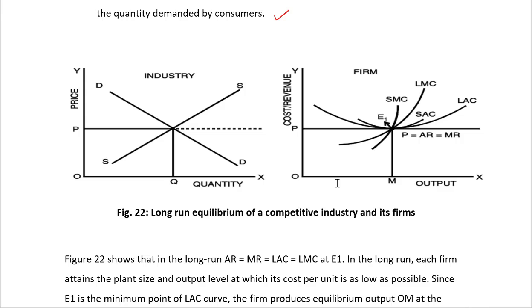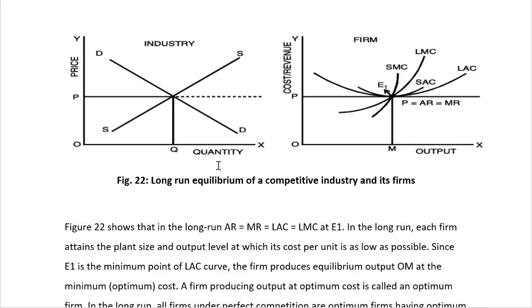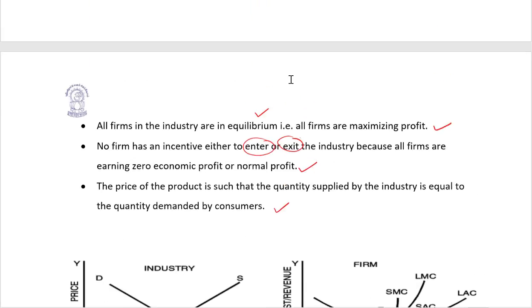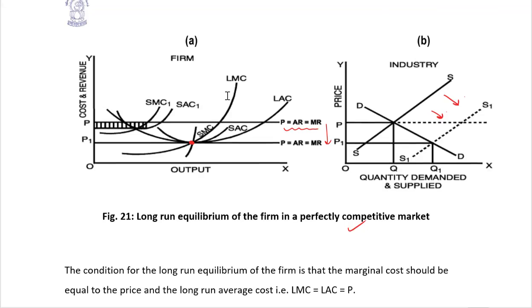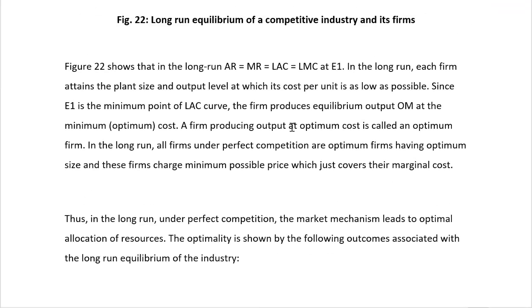Just see over here. Demand, supply, equilibrium quantity, equilibrium price. It is the same that we have seen over here. Figure 22 shows that in the long run, AR equal to MR equal to LSE equal to LMC at E1.